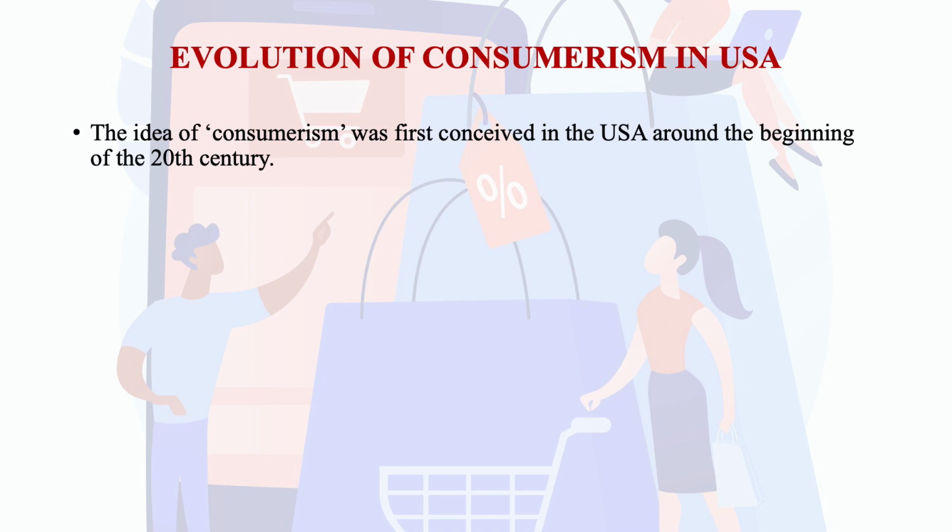Next, one should understand how consumerism evolved across the globe. First we'll see across the globe, particularly in the United States of America, then we come back to the evolution of consumerism in India. Now let us see how it evolved in the United States of America. The idea of consumerism was first conceived in the USA around the beginning of the 20th century. So we can call 1900 onwards, up to 1930 or so, the first phase of the evolution of consumerism.